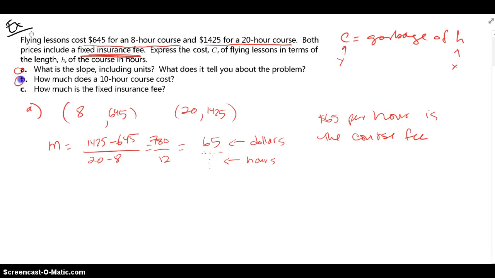Now, before I answer part B, I didn't really express the cost in terms of the length of the course because there was a fixed fee that I didn't really pay attention to. So let me, by using the slope, find the equation of this line. I'm going to use the slope 65 and the point 8, 6.45 to find the equation of this line before I do anything else. It'll relate back to this as well. So I'm going to use the point slope formula, plug them in, and find the equation.